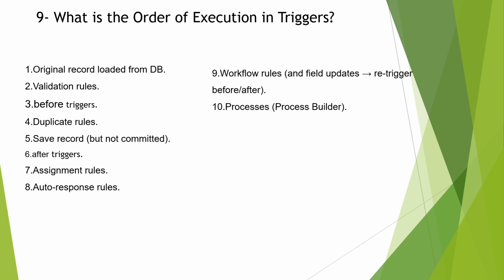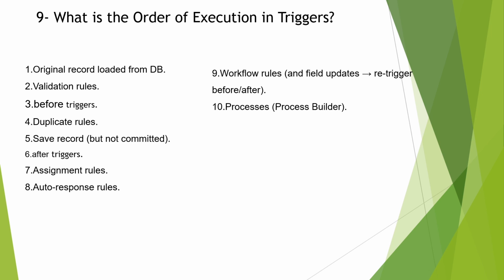But if we are creating any record, before going to the database, it passes through the validation rule. Then it checks the before insert trigger. If a before insert trigger is there, then it will work there. Else it will go to the duplicate rules, and check whether there is any duplicacy or not. Then it will save the record, but it will not be committed to the database. Then it will check the after trigger. If there is any after trigger event saved there, it will work there.